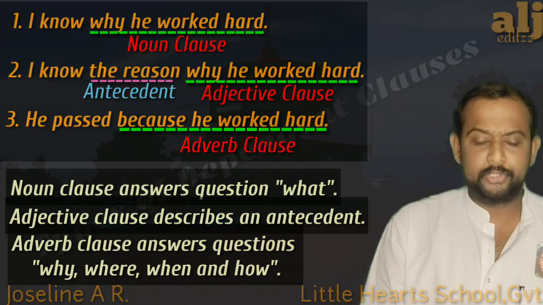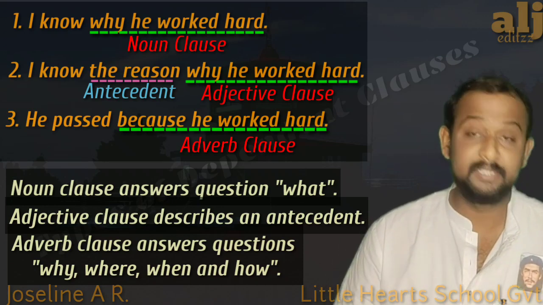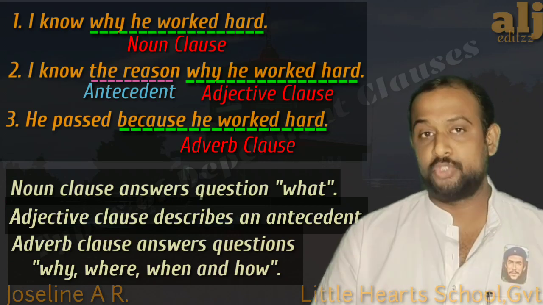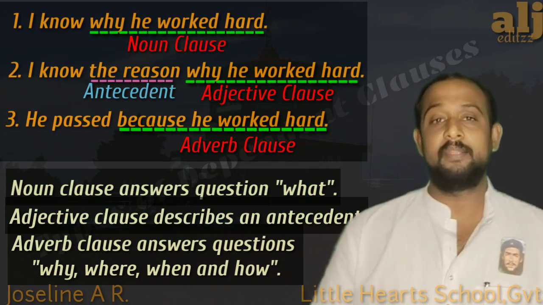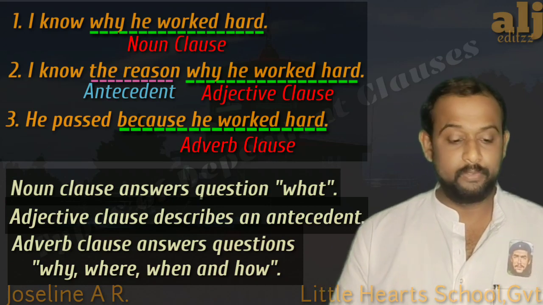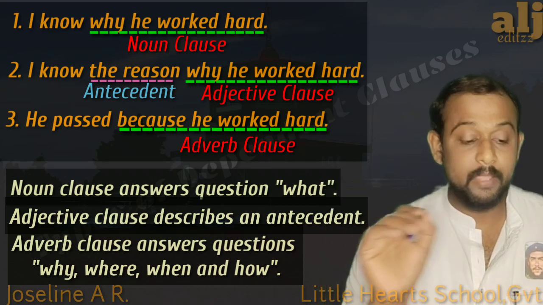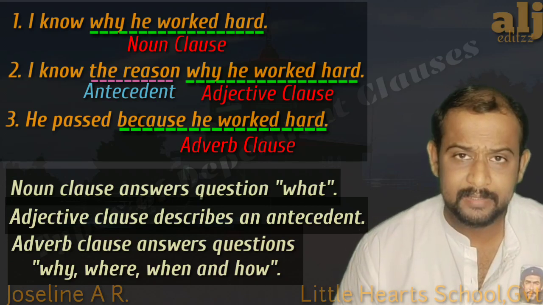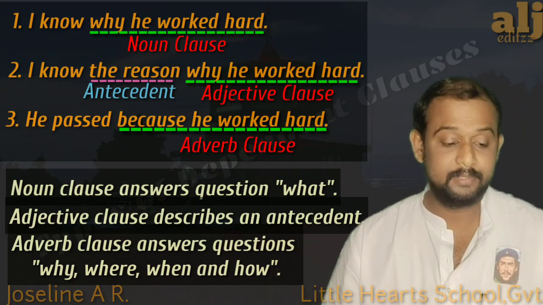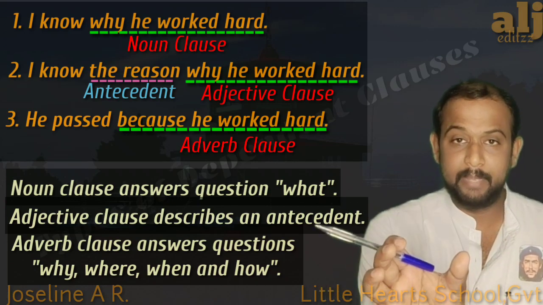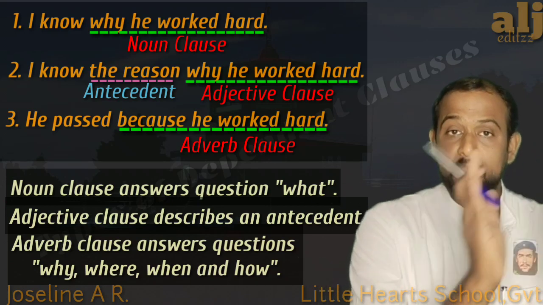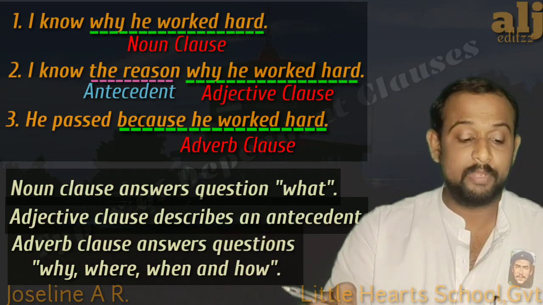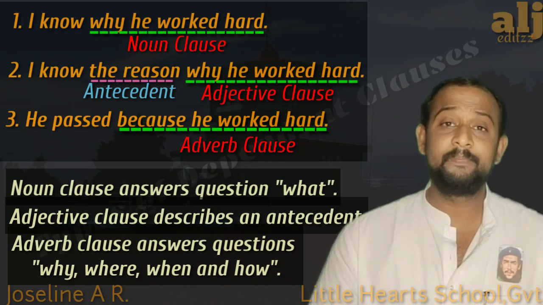You form a question keeping the main clause as it is. What is the main clause in this case? He passed. Use he passed and frame a question to get because he worked hard. See, he passed because he worked hard. Why did he pass? He passed is the main clause, and we keep using this main clause. We have framed a question to get the subordinate clause as the answer. Why did he pass? He passed because he worked hard.